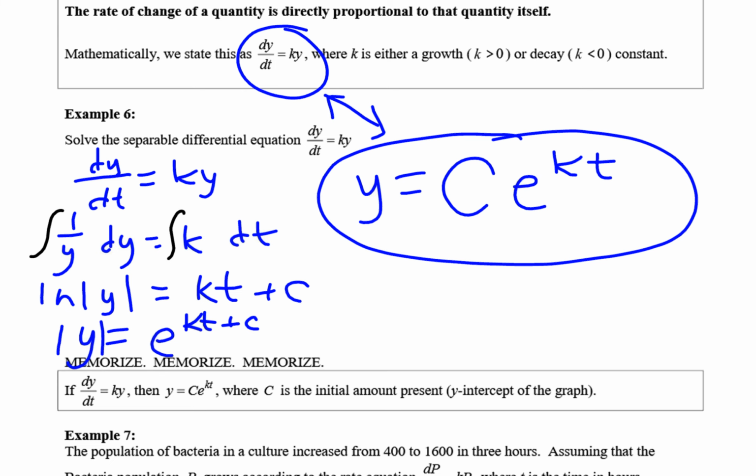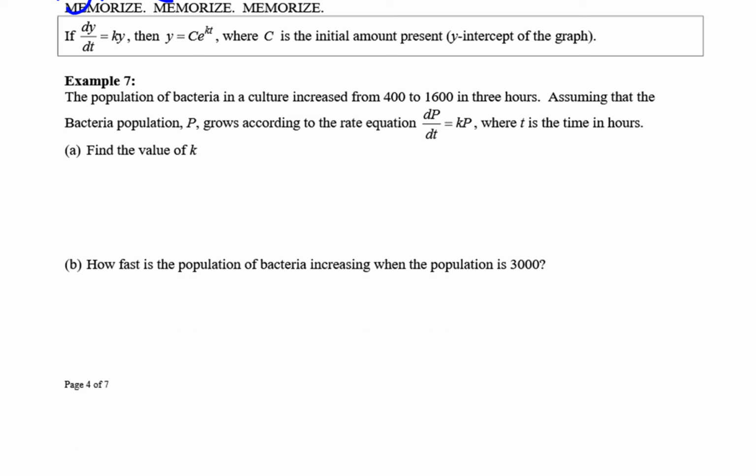It's a really big idea, so big that it's in a box and it says memorize it. All right, find the value of k. Since we know it's directly proportional, we know the equation is going to be in this form.